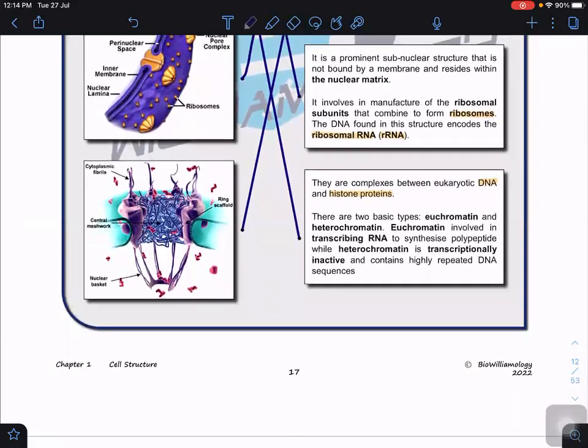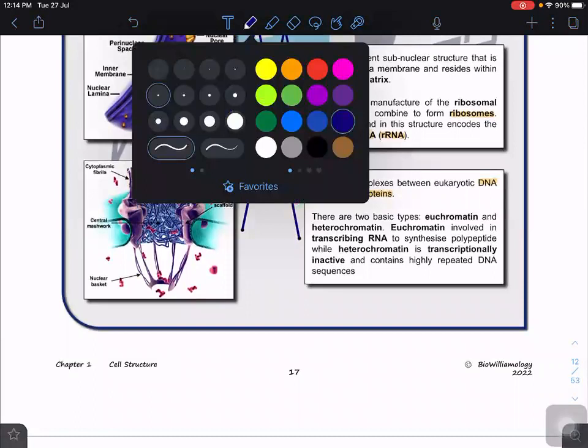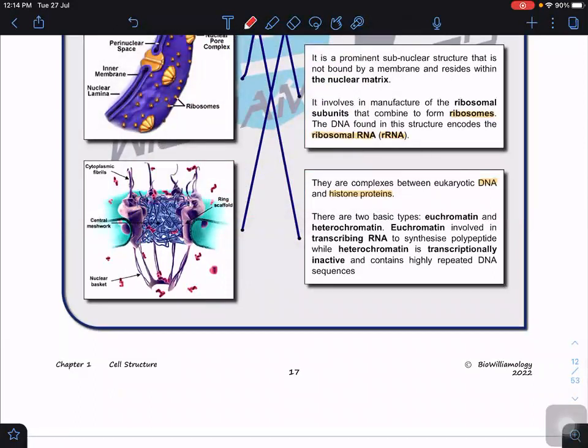Okay, so now here we do have some extra information for you at this moment. There are two basic types of chromatin. One is called euchromatin. Another one is called heterochromatin. What's the difference between euchromatin and heterochromatin? When I say euchromatin, it is involved in transcribing RNA.